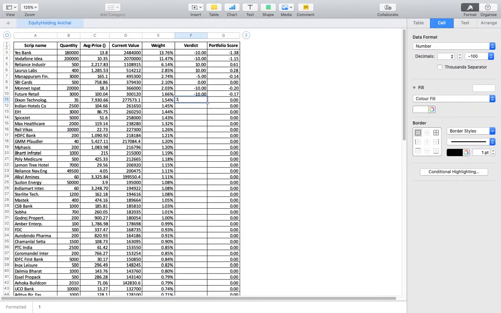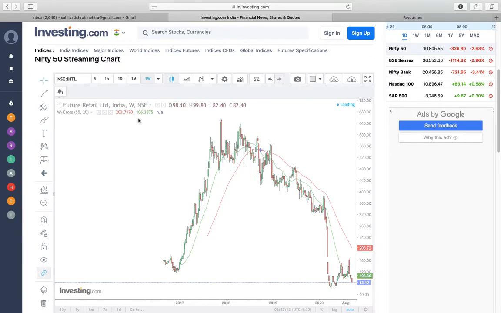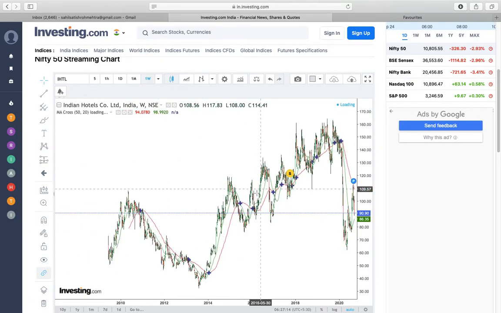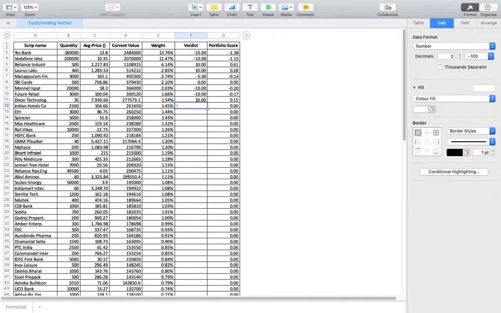Dixon is a +10. There's no doubt. Indian Hotels can be exited completely. It's a -10 again. It's a ranging security. So it's not a -10. It's definitely a -5. I mean, we don't want this kind of a setup in our chart, actually.